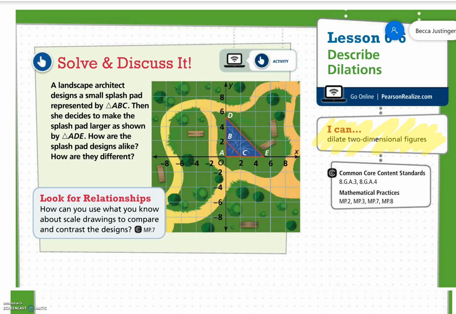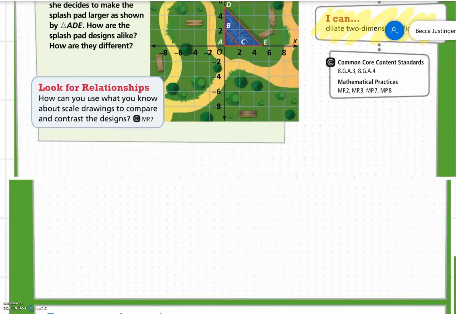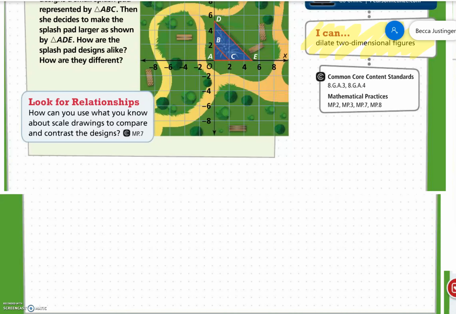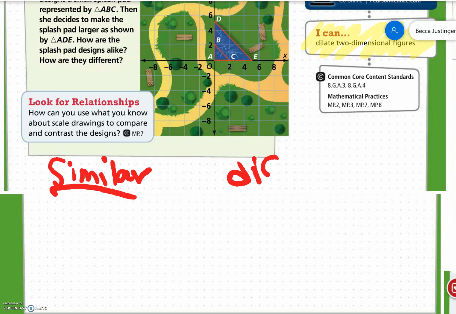Solve and discuss it. A landscape architect designs a small splash pad that is represented by a triangle ABC. Then she decides to make the splash pad larger, as shown by triangle ADE. How are the splash pad designs alike? How are they different? Look for relationships. How can you use what you know about scale drawings to compare and contrast the designs? So I'm looking for similarities and differences. Hopefully we'll get some participation.